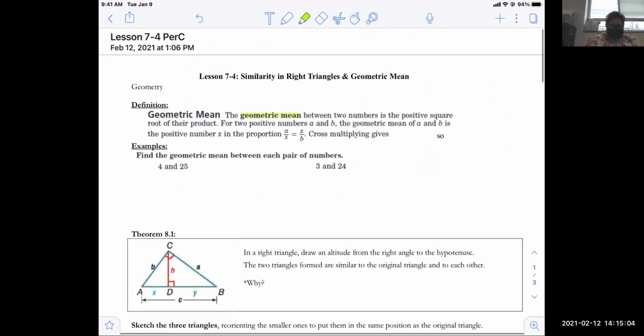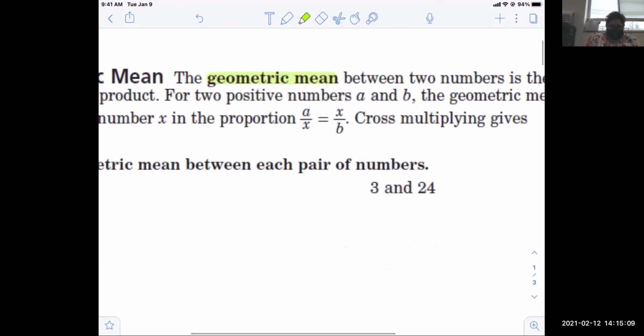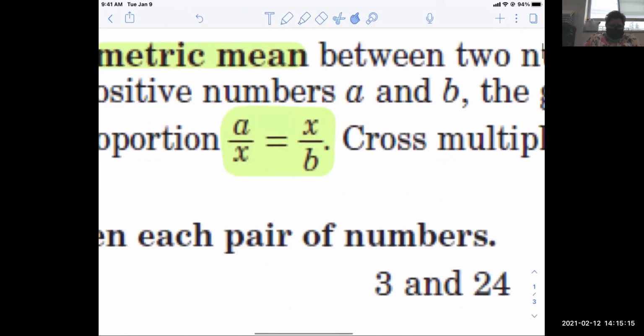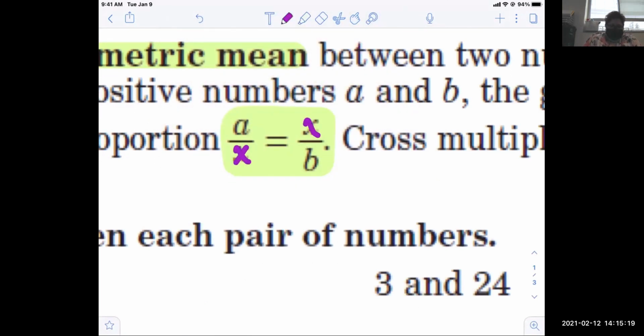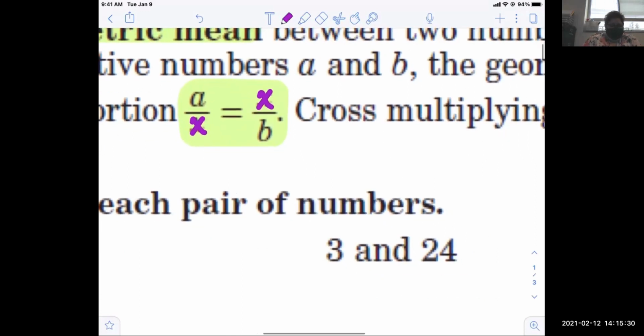There's kind of two ways to think about geometric mean. One way is to look at this proportion. The number that goes in opposite corners, in the mean positions, is the same number. One number that goes in opposite corners of that proportion is a geometric mean between the other two numbers that are in the other corners. If you cross multiply that, what do you get?